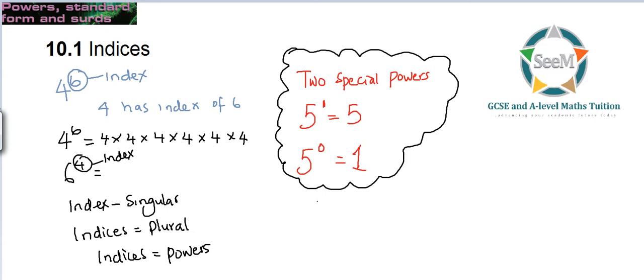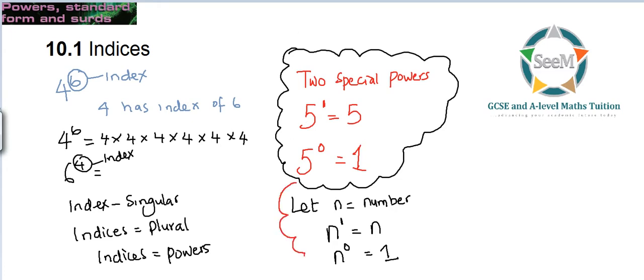So anything to the power of 1, in other words, let n equal a number. n to the power of 1 would always give you n, and n to the power of 0 is 1. If you can remember that, you're well on the way to solving any problem using indices.